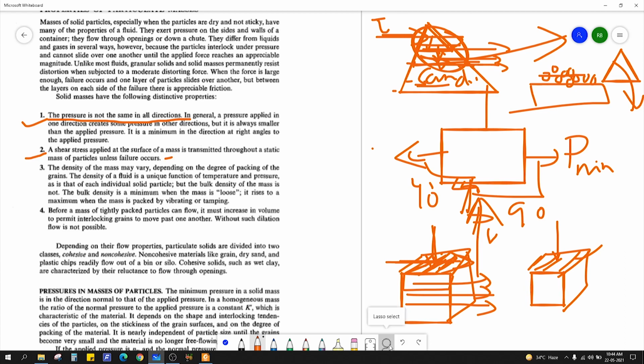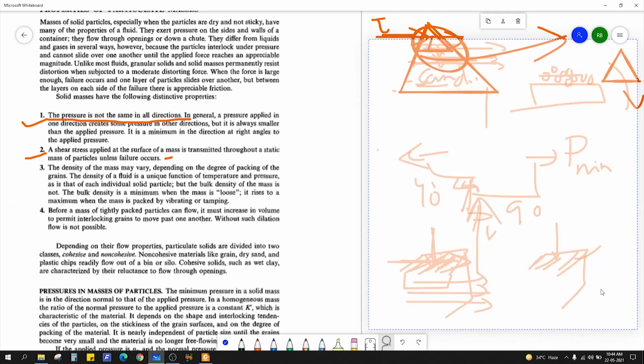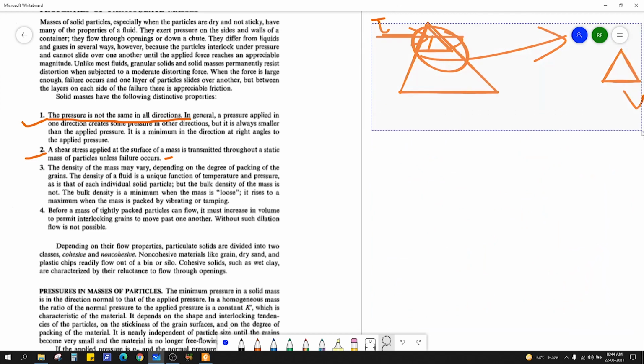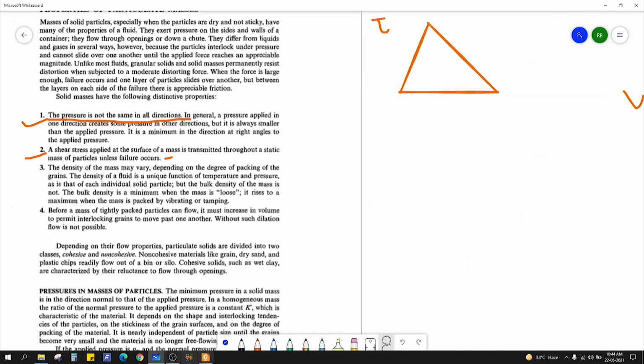Okay, third point: the density of mass may vary depending on the degree of packing of the grains. So it is talking about the density of the solids. Suppose you have a particle. The density of this particle, rho p, and this particle, rho p, will be the same because they are made of the same material. But this is the individual density of an individual particle.